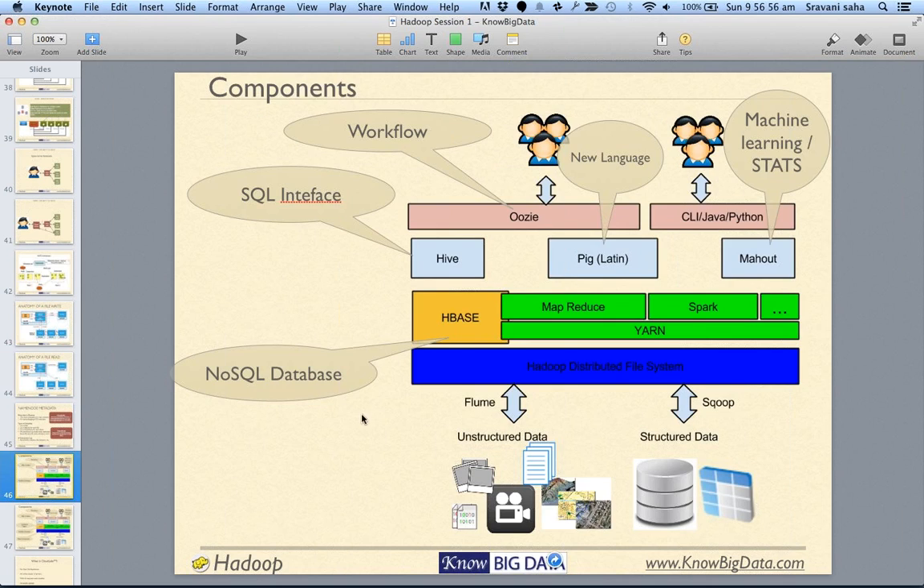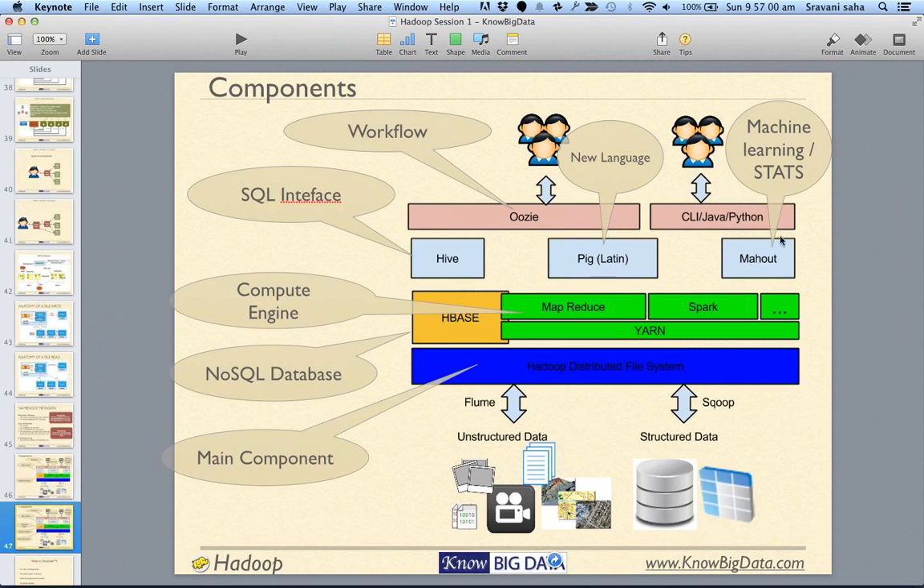Now there are other components built on top of the file system. These are the other components of Hadoop which we will be discussing in this session. And in addition to these components, we will also be discussing a few more things such as Zookeeper, and we will also discuss something called Storm.